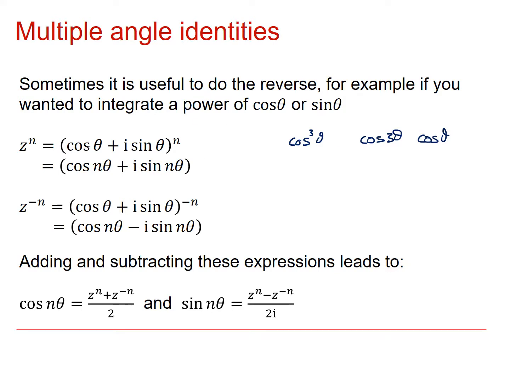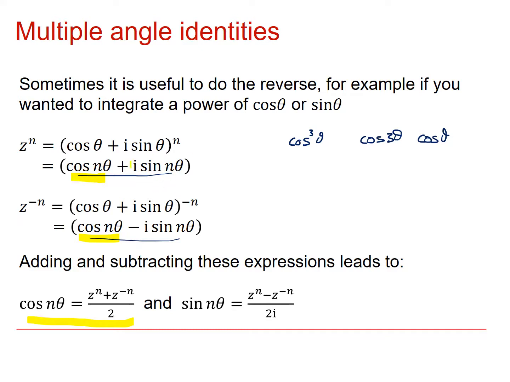So if we start out with z is equal to cos theta plus i sine theta, then z to the n gives me this, z to the minus n gives me this. So when I add them together, I get two lots of cos n theta. So if I divide that by 2, I will get that cos n theta is equal to z to the n plus z to the minus n over 2.